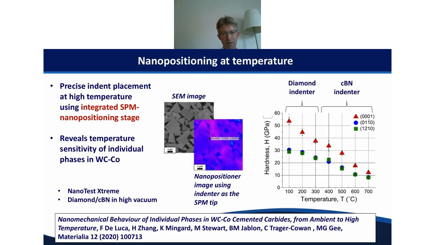And in conjunction with other analysis, they could determine which orientation the different grains of the cemented carbides were. So you can see here, essentially the basal direction has much higher hardness than the other directions. The other thing to show there is maybe just protection against any tip wear. They did the measurements at lower temperatures with diamond and then switched over to CBN, but that's certainly something you can do if you need to.